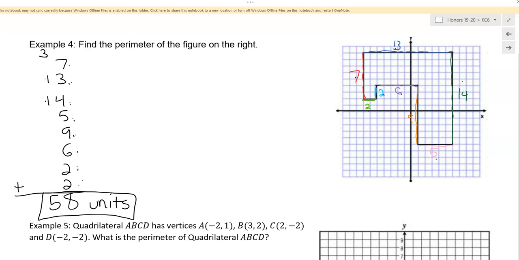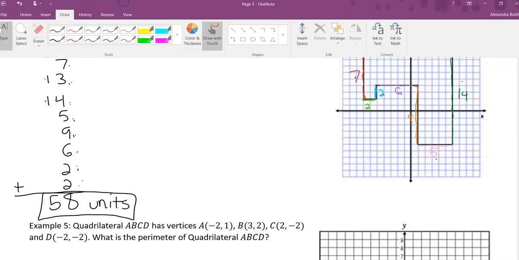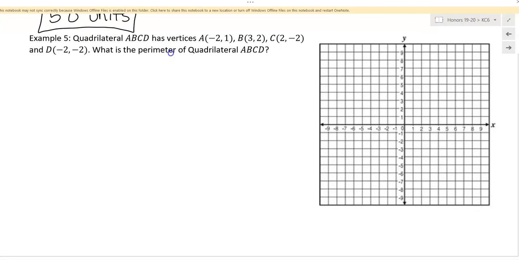Alright, last example, example 5. Again, it's just one where we have to draw our lovely picture. So it says quadrilateral ABCD has vertices A, negative 2, 1. So negative 2, 1 is where A is. B is at 3, 2. So I'm connecting the dots, right? C is at 2, negative 2. Connecting the dots. And D is at negative 2, negative 2.